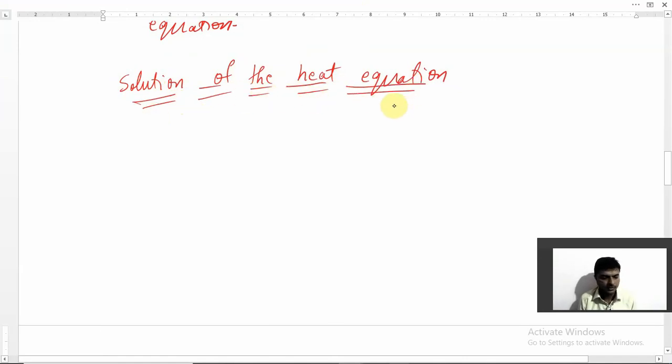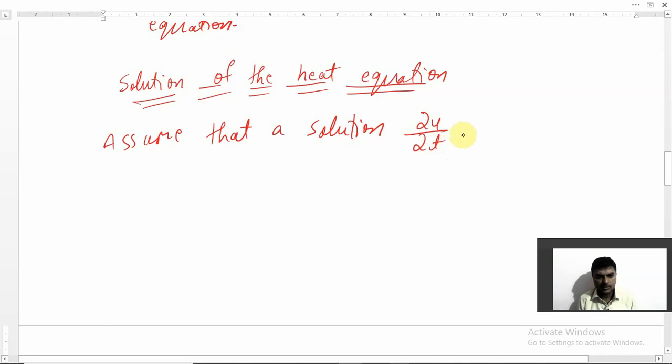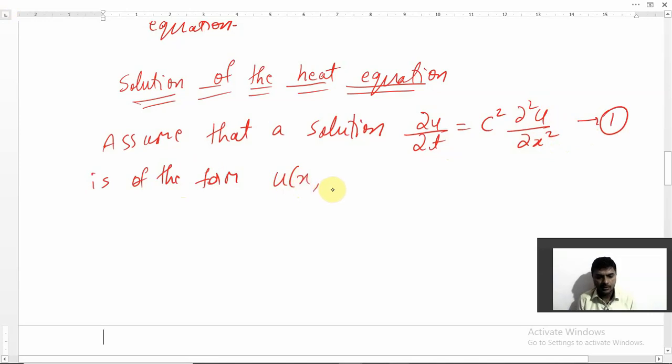Okay, you have to understand the equations here. Write this sentence in the exam: assume that a solution exists for this equation. So dou u upon dou t equals c square dou square u upon dou x square. I will take this as equation number 1. This is the equation for heat flow. It is of the form, yes friends, you have to write this, u of x comma t.